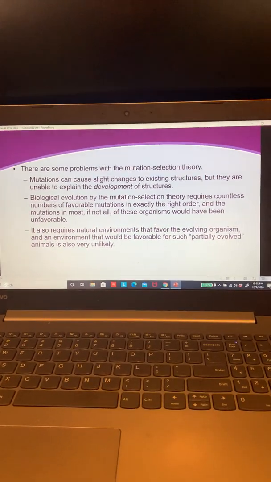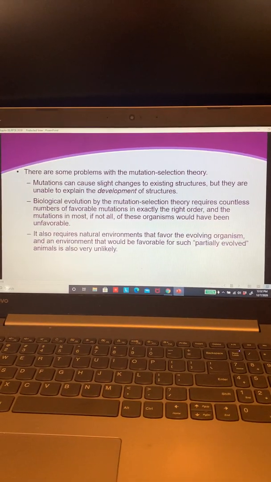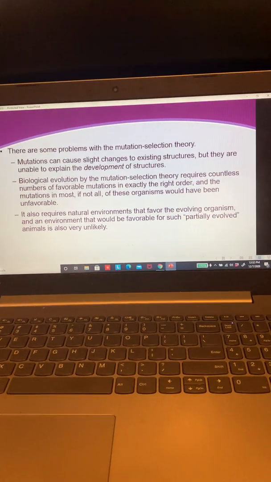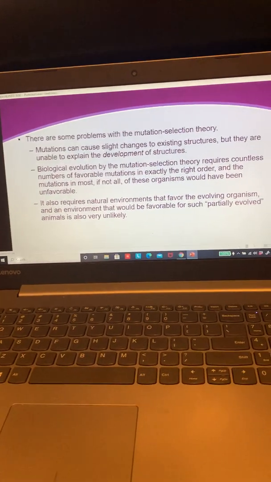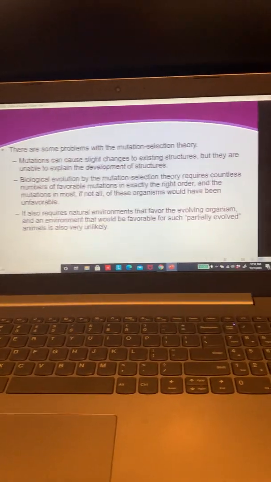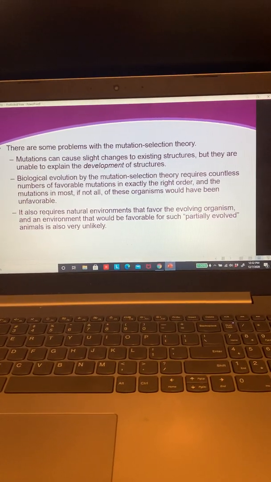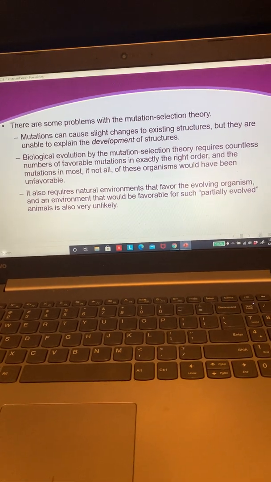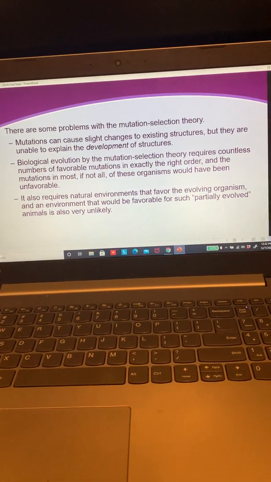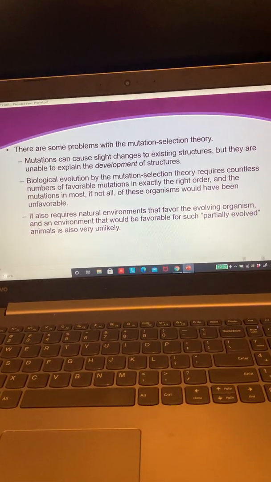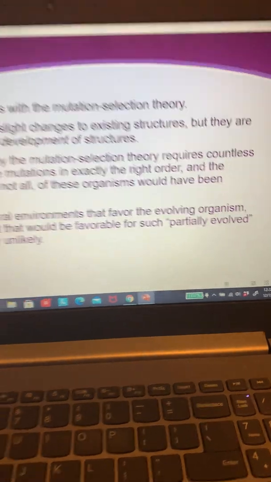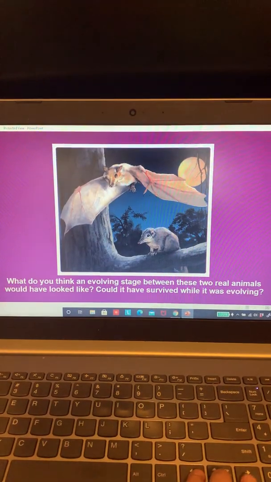to be true. It also requires natural environments that favor the evolving organism, and an environment that would be favorable for such partially evolved animals is also very unlikely. So that means that as the organism is evolving, there must have been an environment that was favorable for the partially evolved, or the one that did not yet have the desirable traits. So the environment must not only have been favorable for the fully developed organism, but also for this organism that is partially developed and becoming the desirable trait.